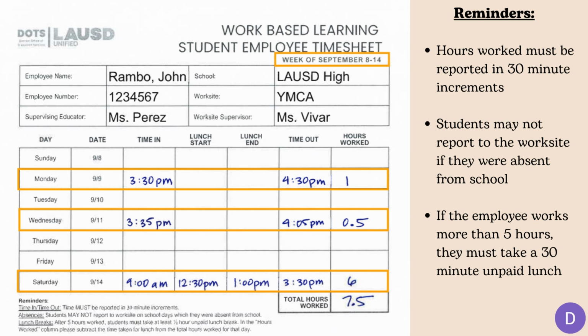The week starts on Sunday, September 8th, and ends on the following Saturday, September 14th. When you work, you must find the appropriate row where you will record the time across the table and complete the appropriate columns. In each day you work, you will note the time in, or the time you start, and time out, which is the time you leave. In this example, the student worked on Monday, September 9th, Wednesday, September 11th, and Saturday, September 14th.